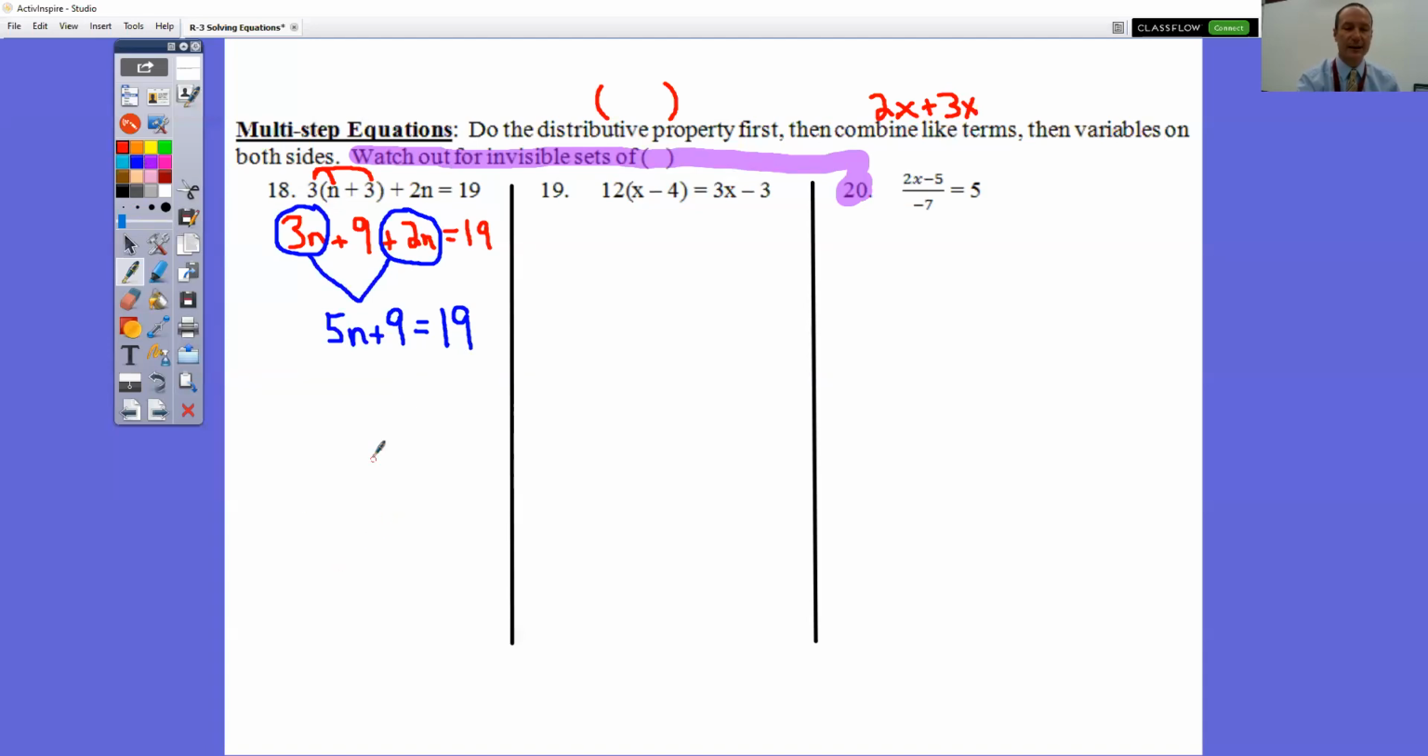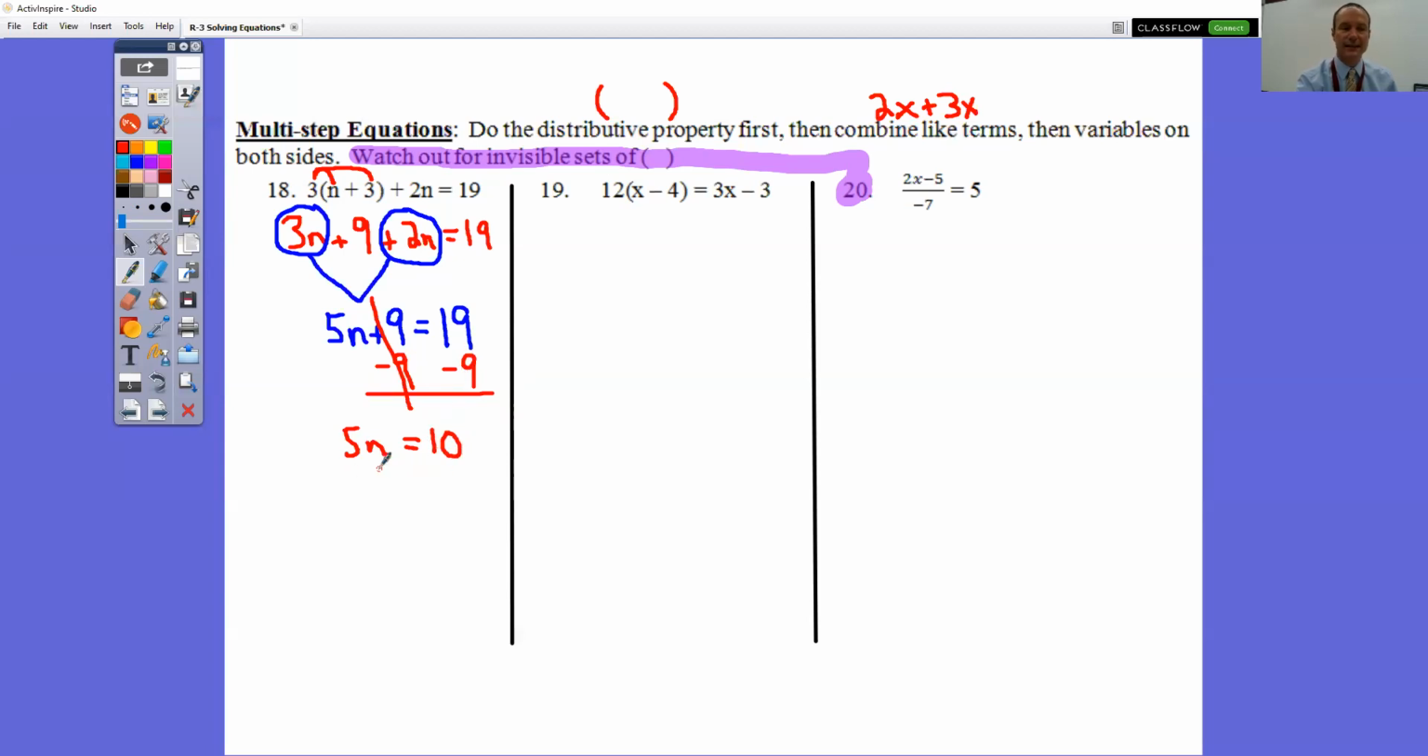Now we just have a two-step equation just like yesterday. Remember, our goal is to get the letter all by itself. To get that letter all by itself, we need to get rid of the plus whatever or minus whatever first. So here we need to get rid of this plus 9 by doing minus 9 and minus 9. Remember, whatever you do to one side of the equal sign, you have to do to the other side of the equal sign. So those 9s cancel out. Bring down your 5n, bring down your equal sign. 19 minus 9 is 10.